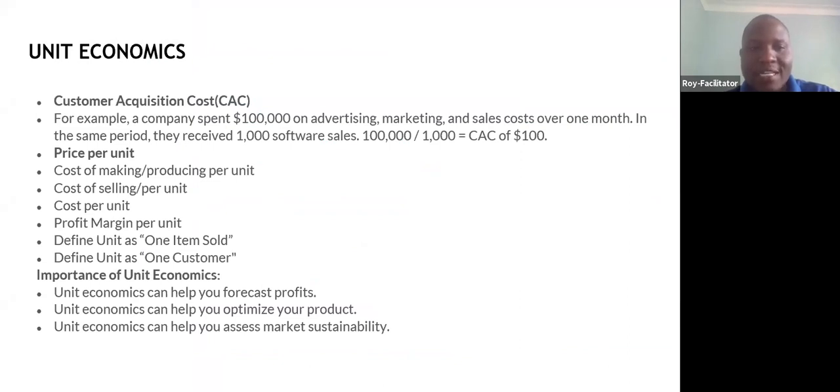And you'll notice I didn't mention much on unit economics, but in all, we are trying to bring out the aspect of unit economics. It's very important when you are pitching to bring out the unit economics based on the business. For example, if you've spent say $100,000 in advertising, marketing, and sales, and you received maybe 1,000 sales, that means your cost of customer acquisition is $100.